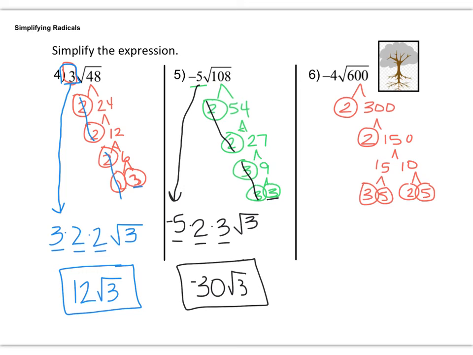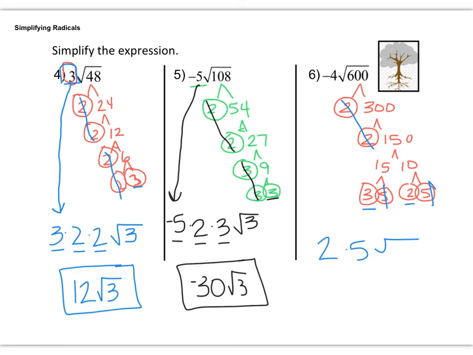All right, so just making sure every number is broken down as far as it can be. And then we're only looking at the numbers we circled, looking for pairs. I can see a pair of 2s there. That comes out. I have a pair of 5s. That comes out. And then I have a leftover 3 and a leftover 2.